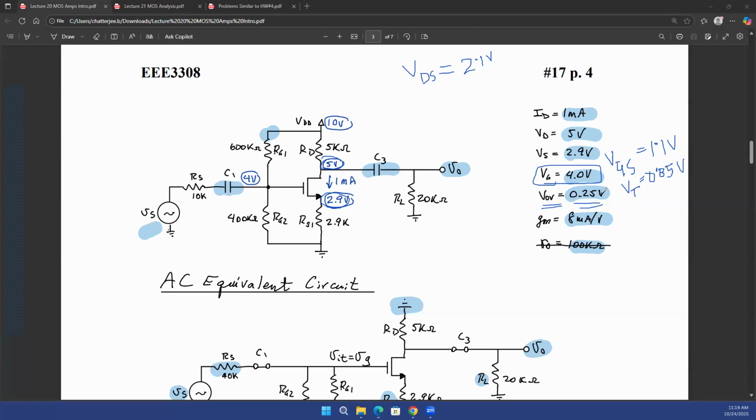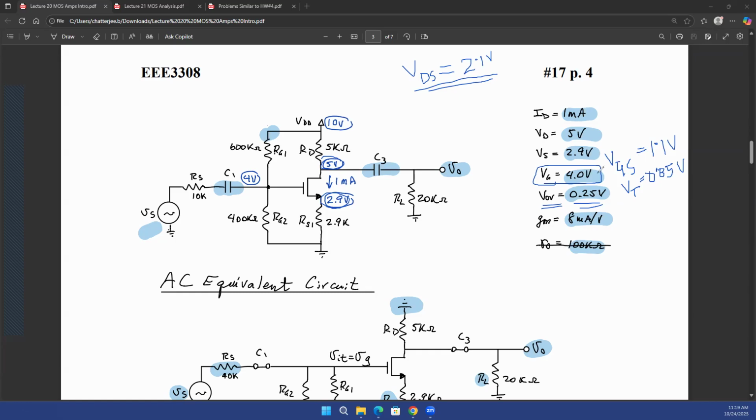So the threshold voltage of the MOSFET is 0.85 volt. The overdrive is 0.25 volt. VDS is larger than the overdrive. That means the transistor is in saturation. And because the V overdrive is positive, the transistor is also on. It's not in cutoff. So your DC analysis is done, that the transistor is in saturation, and we know the value of all these parameters.